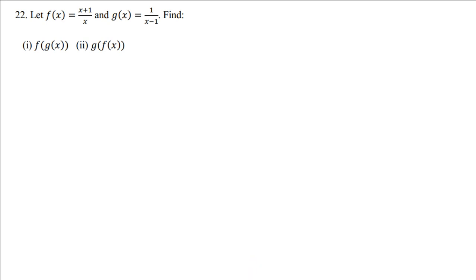So in this tutorial we're going to discuss how we can find f of g of x and g of f of x. These are known as the composite functions. So how do we find or calculate such functions? How do we simplify, rather?